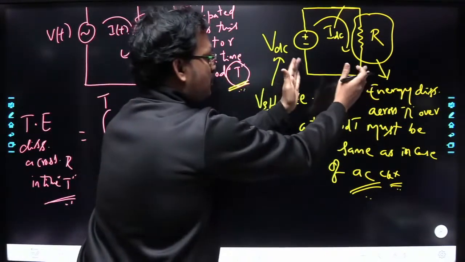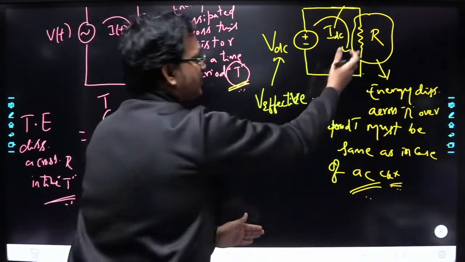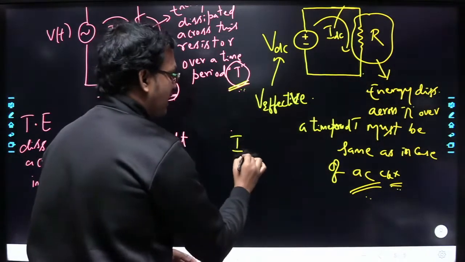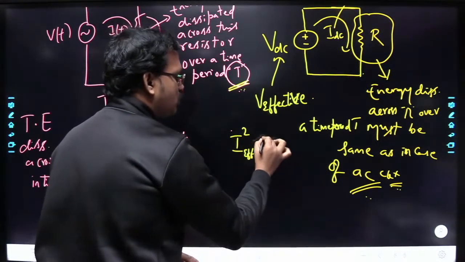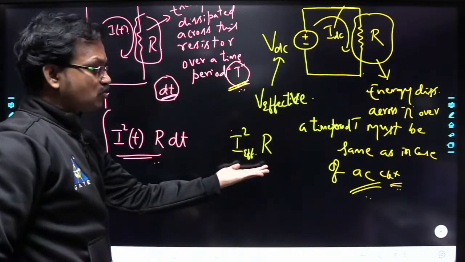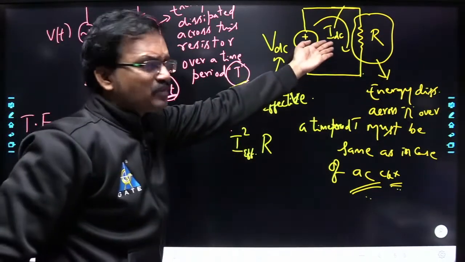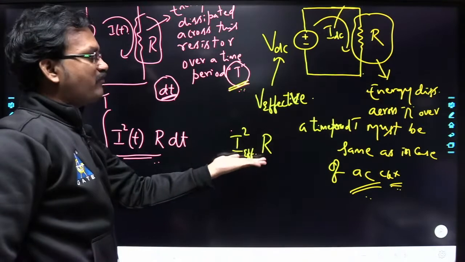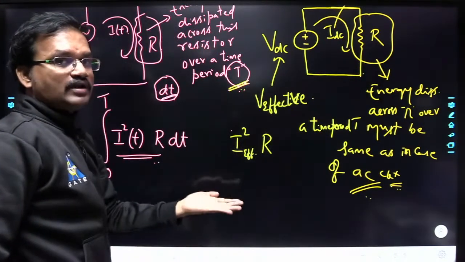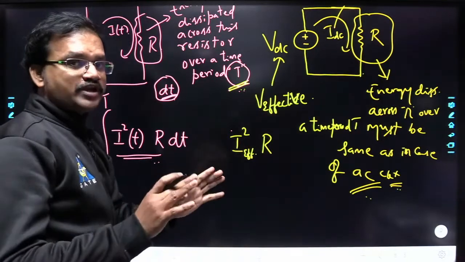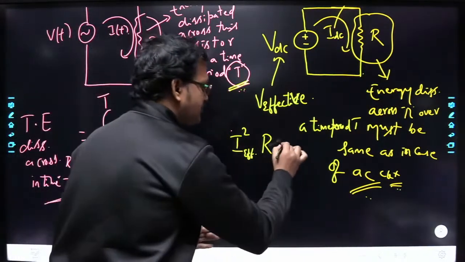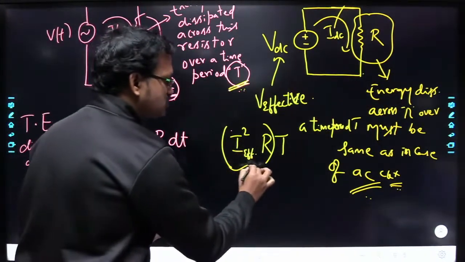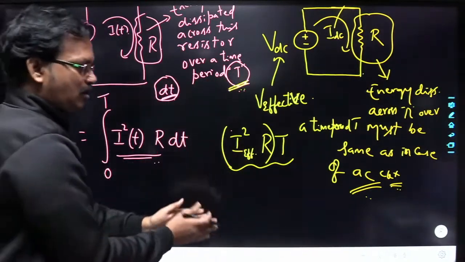So in this circuit, what is the energy that is dissipated across R over time period t? That is nothing but simply I effective square into R. This I effective is nothing but some constant value, right? So I square into R will give you the power that is dissipated across R. Now you want the energy dissipated across R over a duration of time t, so you have to multiply this power with the total time period t. So this is going to give you the energy dissipated across R within time period t.